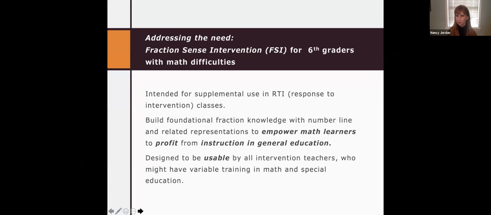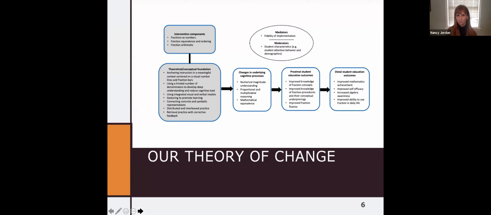instruction in general education. And then our final, most challenging goal is to make the intervention usable by all intervention teachers who, at least in the United States, often have variable training in math and special education. Some have very minimal in either one.